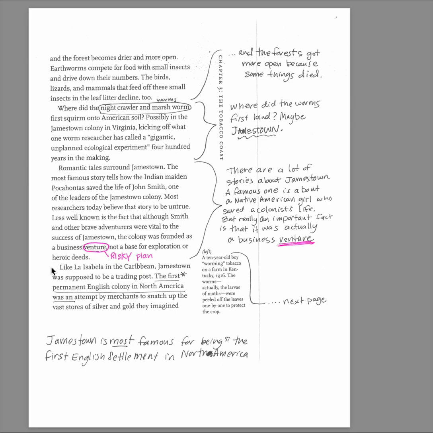Like La Isabela in the Caribbean, Jamestown was supposed to be a trading post. The first permanent English colony in North America was an attempt by merchants to snatch up vast stores of silver and gold they imagined. I'm going to pause there. Pause this video and read my annotations.